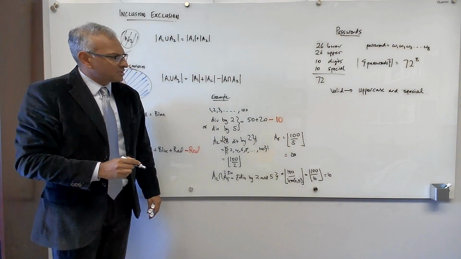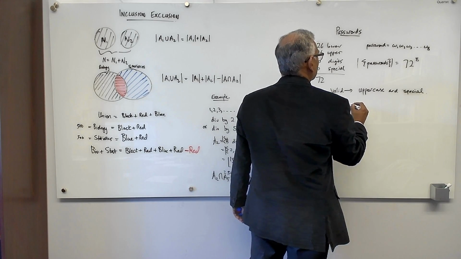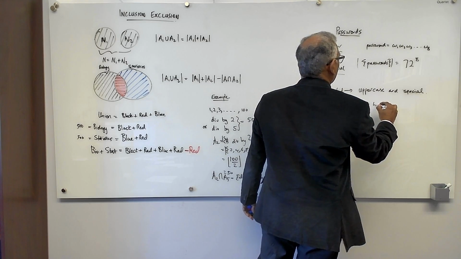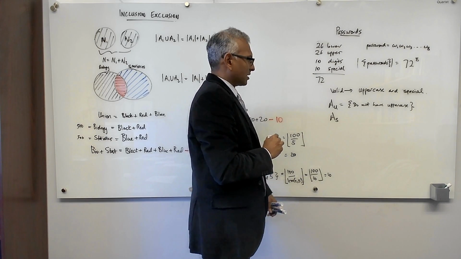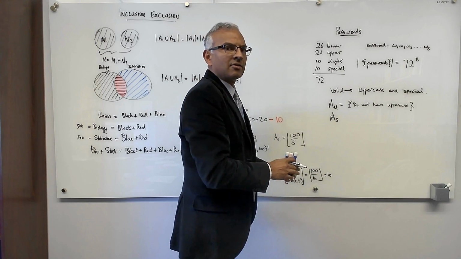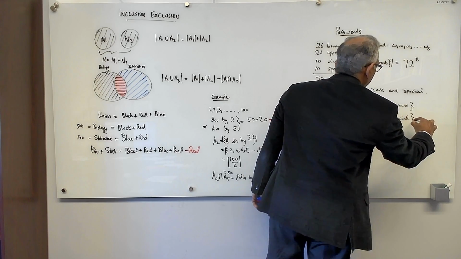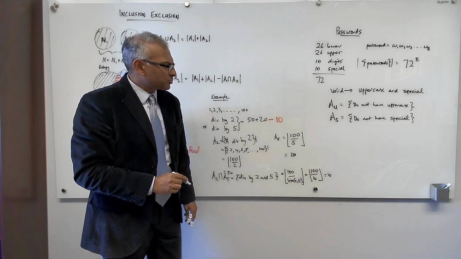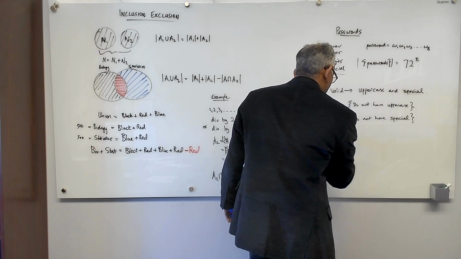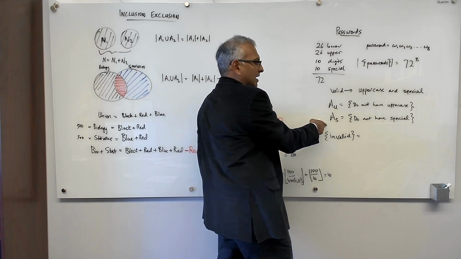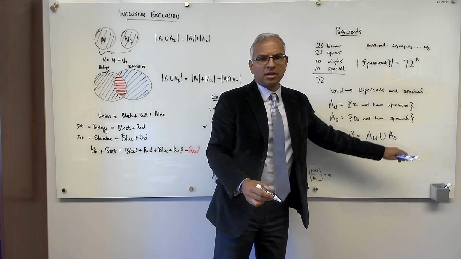Let's define the set of passwords that do not have an uppercase letter. Let's call this A sub U: do not have uppercase. And A sub S, the specials, is the set of passwords that do not have a special. Then the invalid passwords do not have an uppercase or do not have a special. So the invalid passwords are the ones in AU union AS. They do not have uppercase or they do not have a special character.